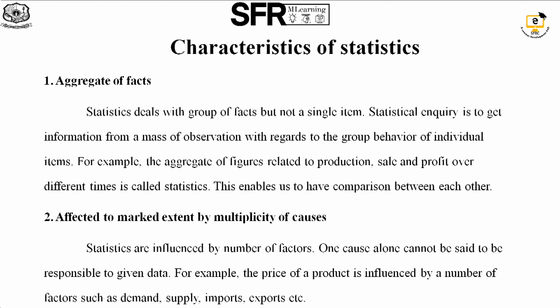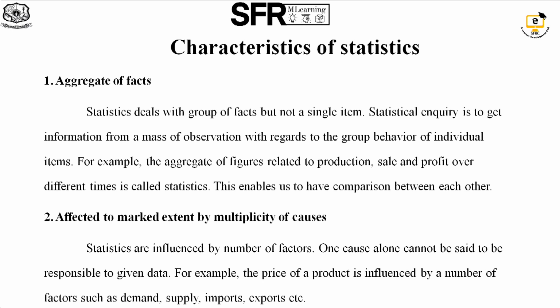First one is aggregate of facts. Aggregate of facts means we add some items, some figures. Statistics deals with a group of facts but not a single item. Statistics deals only with a group of items, large numbers of items, it cannot deal with single items. That means if we take height, one student's height is not statistics. The heights of 5 members or 10 students deal with statistics, that kind of facts.